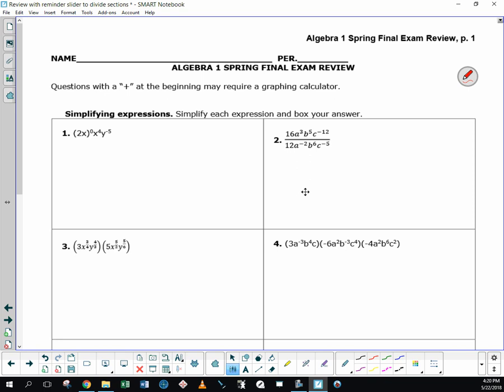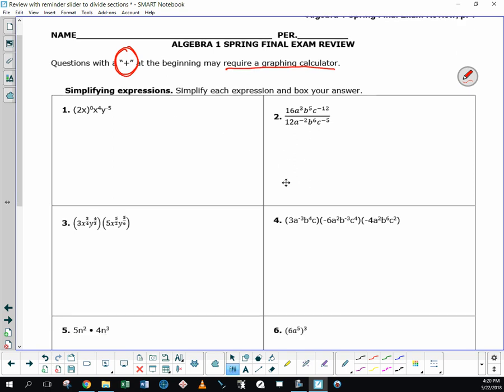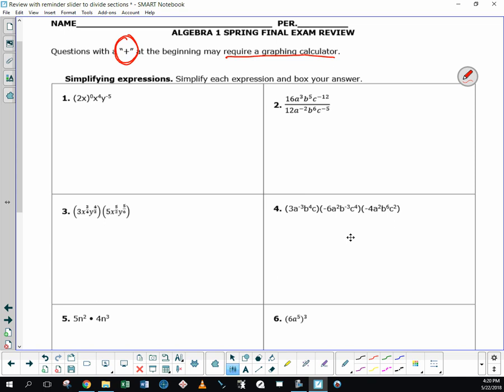All right, we're going to take a look. Any question on this that has a plus in front of it is something that will require you to use a graphing calculator. Your teacher will probably tell you to make sure you work those problems first in class, but just in case they didn't, I want to go ahead and share that information with you now. I'm going to start by taking a look at simplifying expressions.